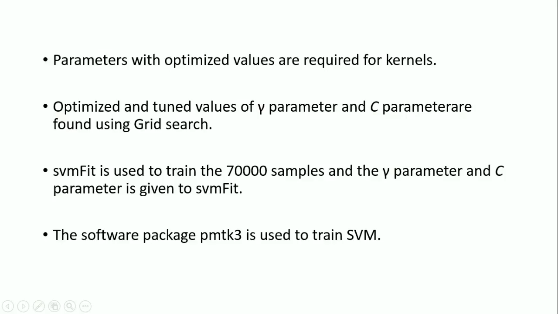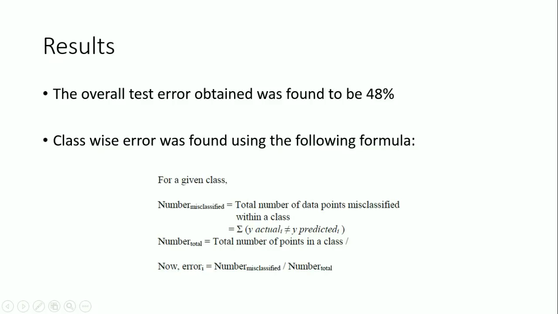SVM fit is used to train 70,000 samples, and the gamma parameter and the C parameter are given to SVM fit. The software package PMTK3, which is a pattern recognition package, is used to train SVM. Now for the results. The overall test error obtained was found to be 48% for proportionally sampled data.